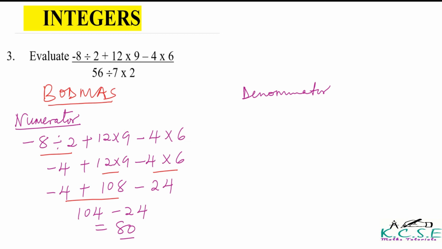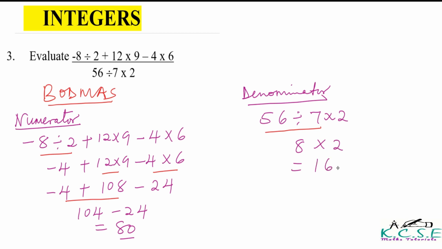Now the denominator, we have 56 divided by 7 times 4. So this one is quite easy. Since we have the division, you're going to begin with that. So 56 divided by 7, you get 8, then multiplied by 4. I think this is 2, I'm sorry. This one is supposed to be 2, not 4. From the question, it's supposed to be 2. So work out this and you get 16.